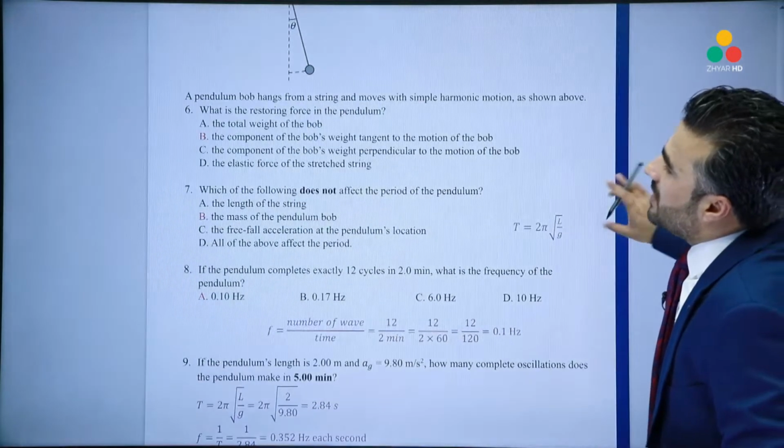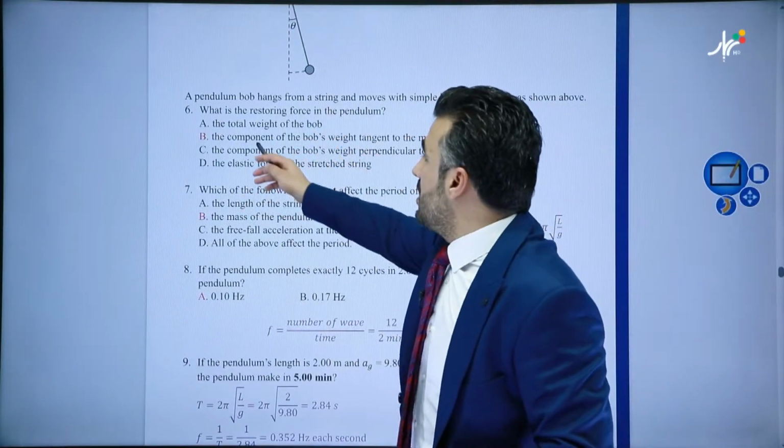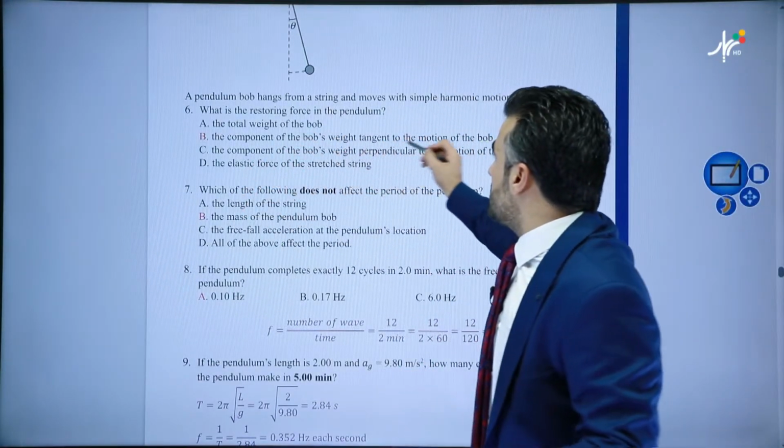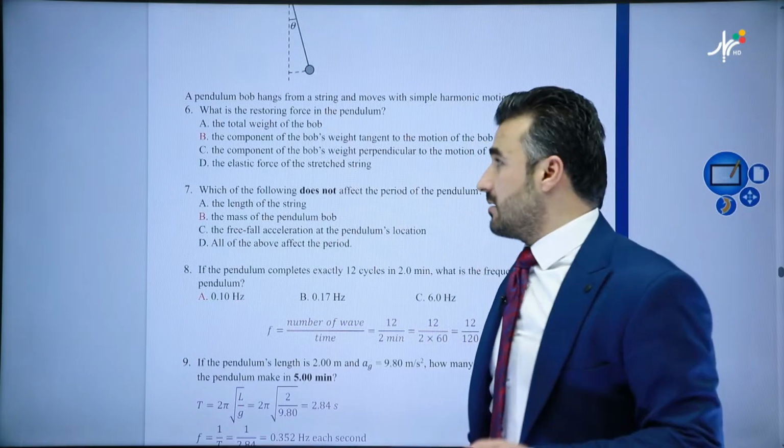So going back to the choices now, what is the correct option here? It says the total weight of the bob, that is incorrect. The component of the bob's weight tangent to the motion of the bob, that is the correct answer.